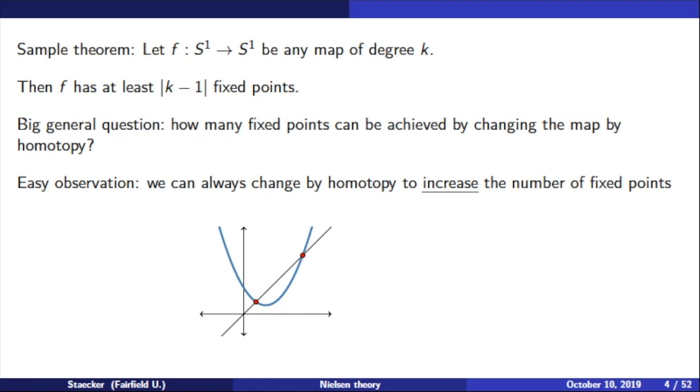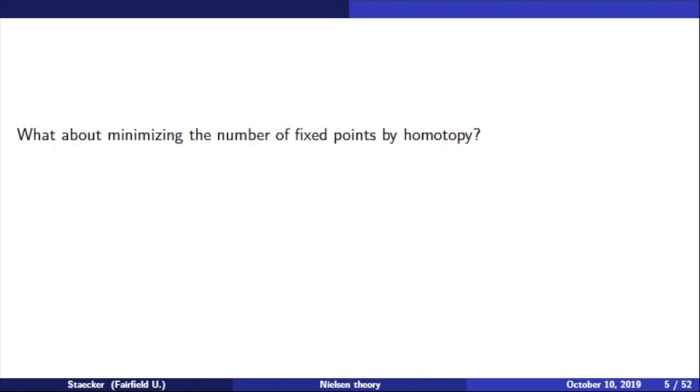Can we change this to create more fixed points? Change by homotopy. That means like this blue part, the graph here, we're going to change it a little bit to make more fixed points. And here's one way you can do it. You can just add a bunch of little wiggles. And the little wiggles can make more fixed points. I made 6 here, but you can make as many as you want by making extra wiggles. So that's what I mean when I said we can always change by homotopy to increase the number of fixed points. That's easy. What about decreasing or minimizing the number of fixed points?